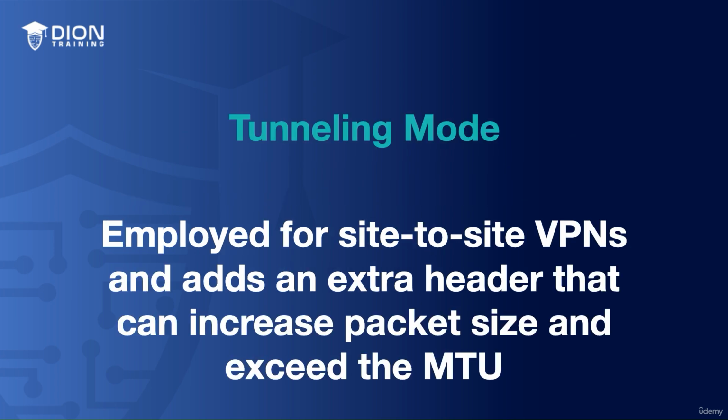Now, on the other hand, if you're setting up a site-to-site VPN, like having a regional office connecting back to your main office, then I would use tunneling. Now, tunneling mode is going to be used to encapsulate the entire packet and put another header on top of it. This will increase the size of the packet, and this could cause you to go over that 1500 bytes of your MTU, or maximum transmission unit size.